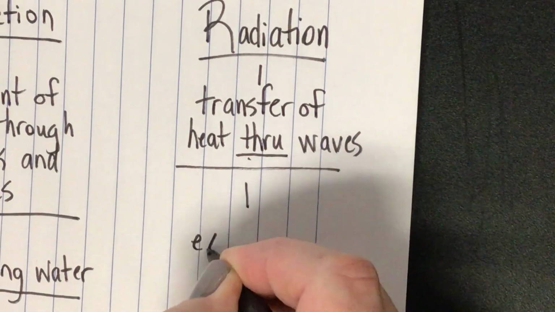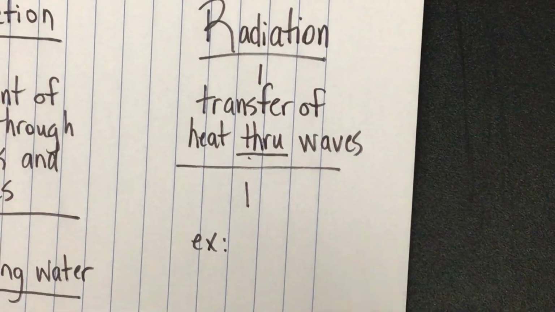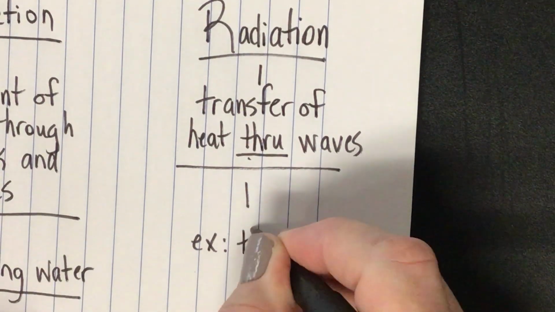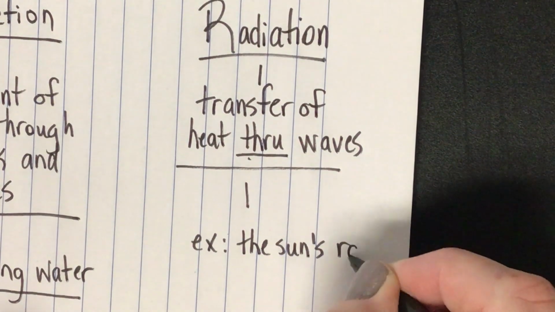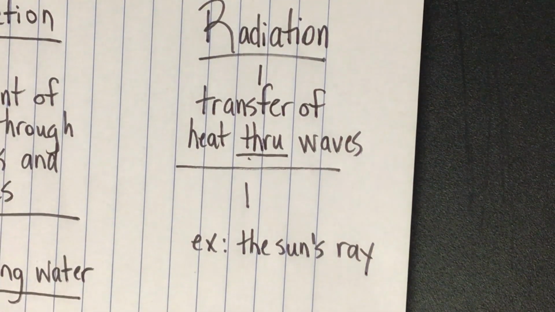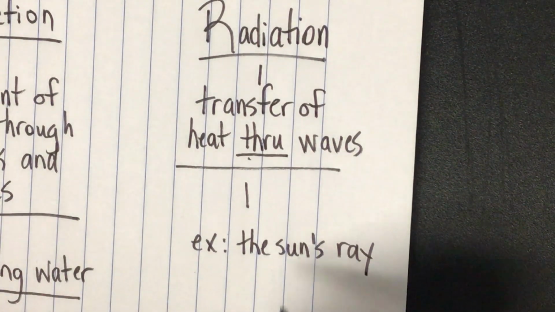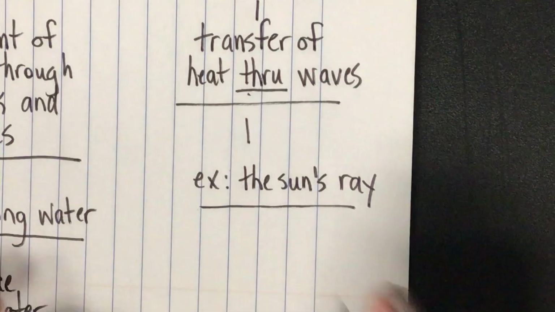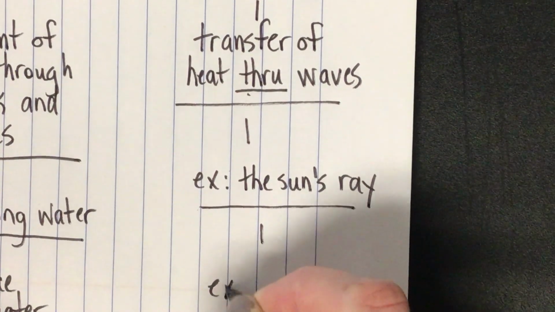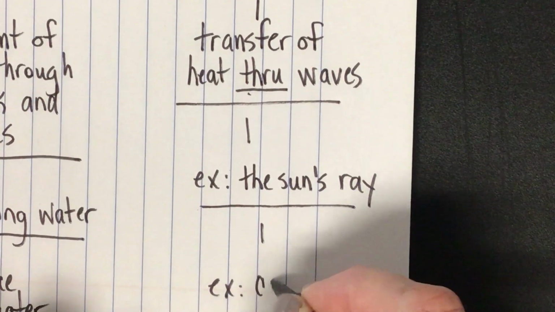Two examples they gave us were microwave, which we're going to talk about tomorrow, and the sun. We get radiation just by the sun's rays. They come through waves. And then the other example they gave us was a campfire.